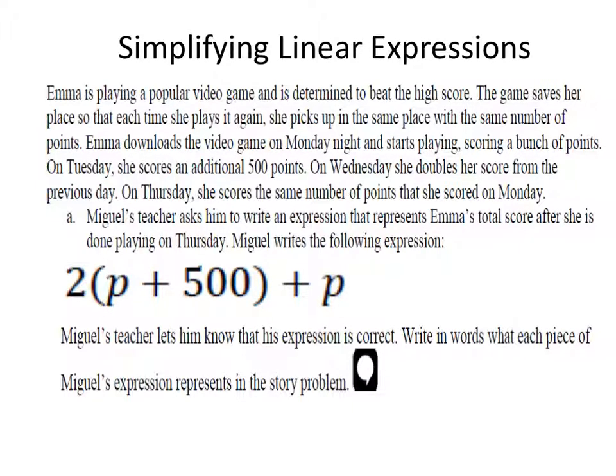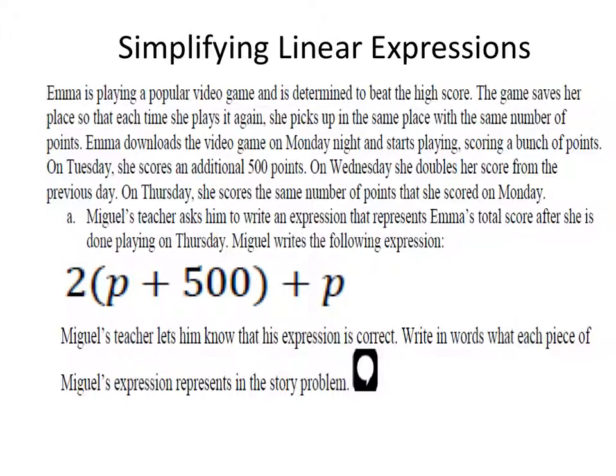Miguel's teacher asks him to write an expression that represents Emma's total score after she is done playing on Thursday. Miguel writes the following expression. And that's what we got, 2 times the quantity p plus 500, then plus p. Miguel's teacher lets him know that his expression is correct.